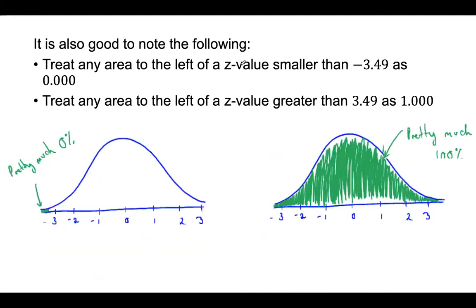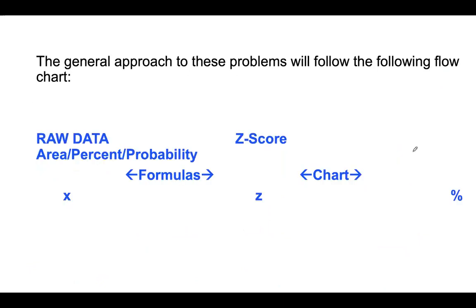Also good to note the following. Treat any area to the left of a Z value smaller than negative 3.49 as basically 0, and any area greater than 3.49 as basically 1. So anything down here is pretty much 0%. And if your Z is over here, all of this area is pretty much 100%. I say pretty much, it's not exactly, but pretty much.